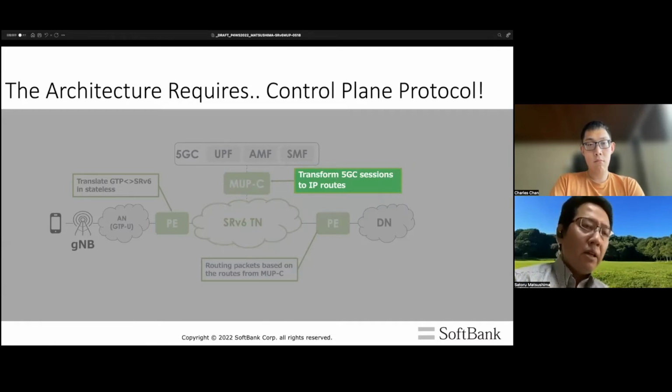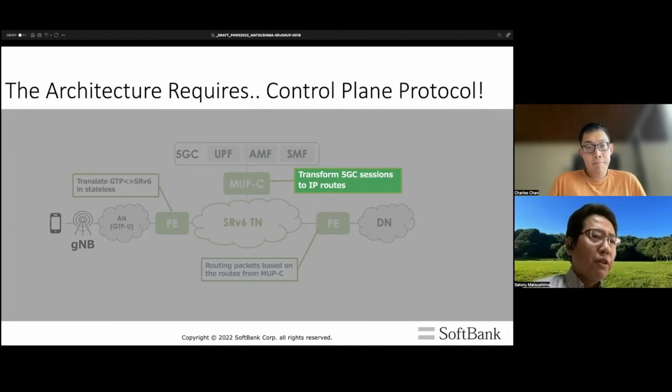So through this architecture work, we found another required piece of work: the control plane protocol. We found that the MUP controller can translate session information to routing information for the PE router, but how do we inform that session as routing information? It requires a control plane protocol extension. So we need to work on that.